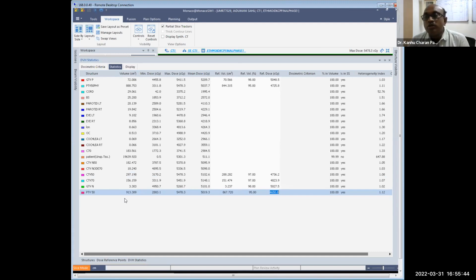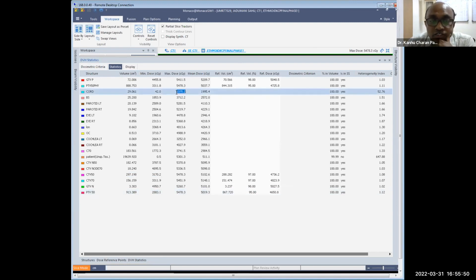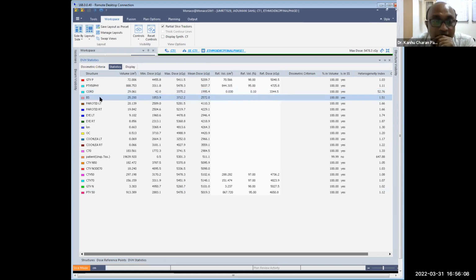Then we have to see the OAR index. What do I have to see? Suppose the cord. The cord here is getting a maximum dose of 33.75 gray, but we should not look at the maximum dose. We have to see 0.03 cc. At 0.03 cc it is getting 33.44 gray, because it is a voxel size, so inside each voxel you have to see the size. Then the brainstem, again you have to see the serial organs at 0.03 cc.